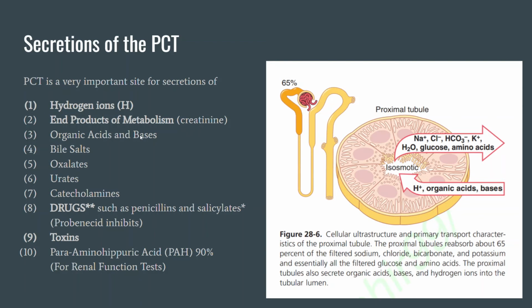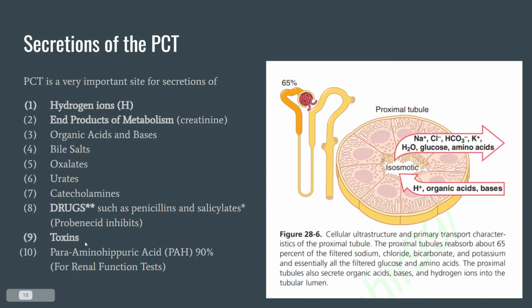Organic acids and bases are also needed to be secreted because they can damage the cells. Bile salts, oxalates, urates, and catecholamines need to be secreted because they can actually damage the body in excess amounts. An important role of the PCT with its role in pharmacology is the secretion of drugs, mainly penicillins and salicylates. And anti-gout drugs such as probenecid can actually act on the PCT and prevent the secretion of penicillin and salicylates. And this can result in the prolonged actions of these penicillins and salicylates, which we do not want to see.